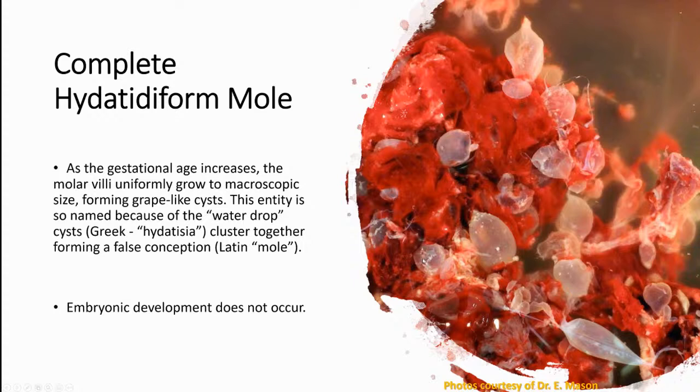Well, this is the classic look of a complete hydatidiform mole that's based in history and for which it was named, where there are these apparent water drops, the hydatids, forming a false conception, which is what mole means, the Latin for false conception. And in this example, as is often the case, you can see a really hemorrhagic background. This sort of picture is produced when you float your specimens in saline, and they're much easier to see. In a complete mole, embryonic development doesn't occur. Its development is highly skewed to the placenta, to the point where the fetus never develops.